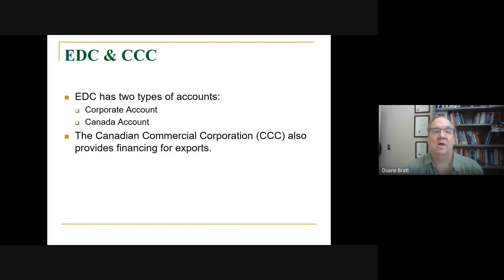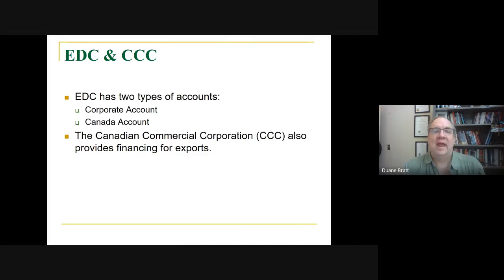There's two types of accounts. There's the corporate account, which is administered by the EDC. The Canada account has to go through cabinet, and that is for the largest contracts or the most politically sensitive contracts. The Canadian Commercial Corporation also provides financing for exports.